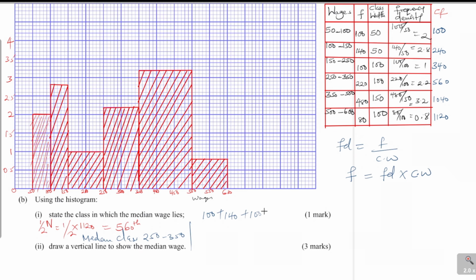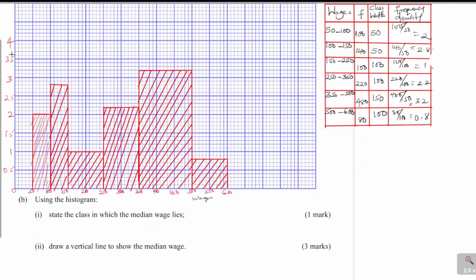So in this particular class, we are not sure of the class width, and that is what we want to establish here. From 250, we want to know the class width so that you can know what you're going to add to 250 in order to arrive at where the median is, and that is where you're going to draw the line. So now after drawing the histogram, we go to part B, B1.